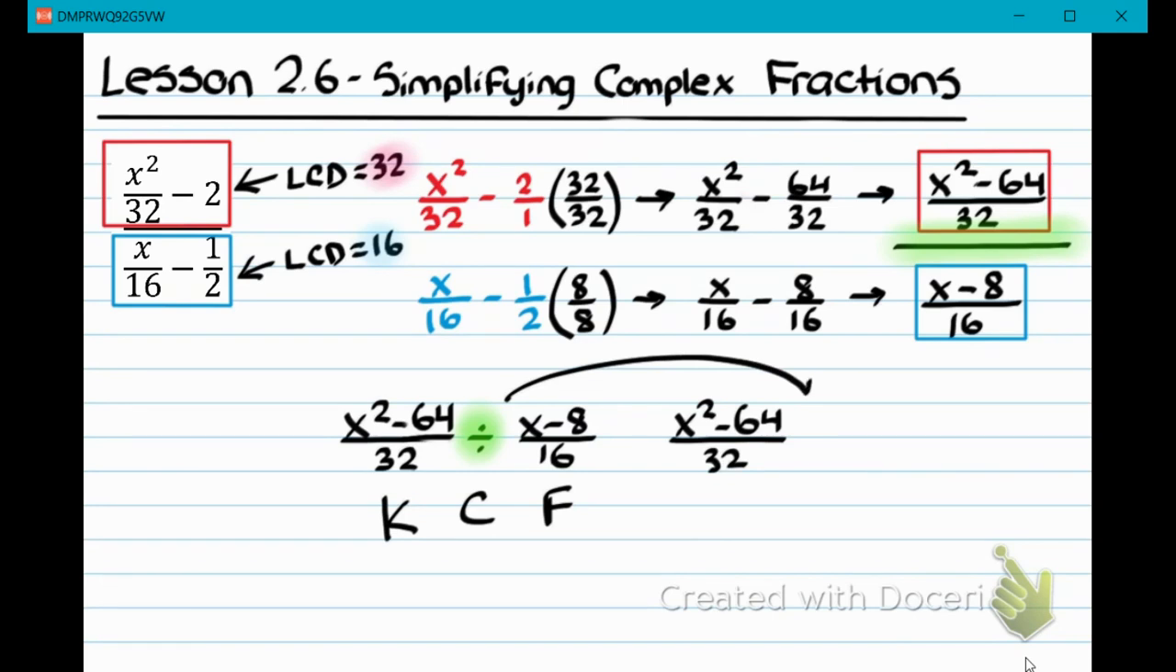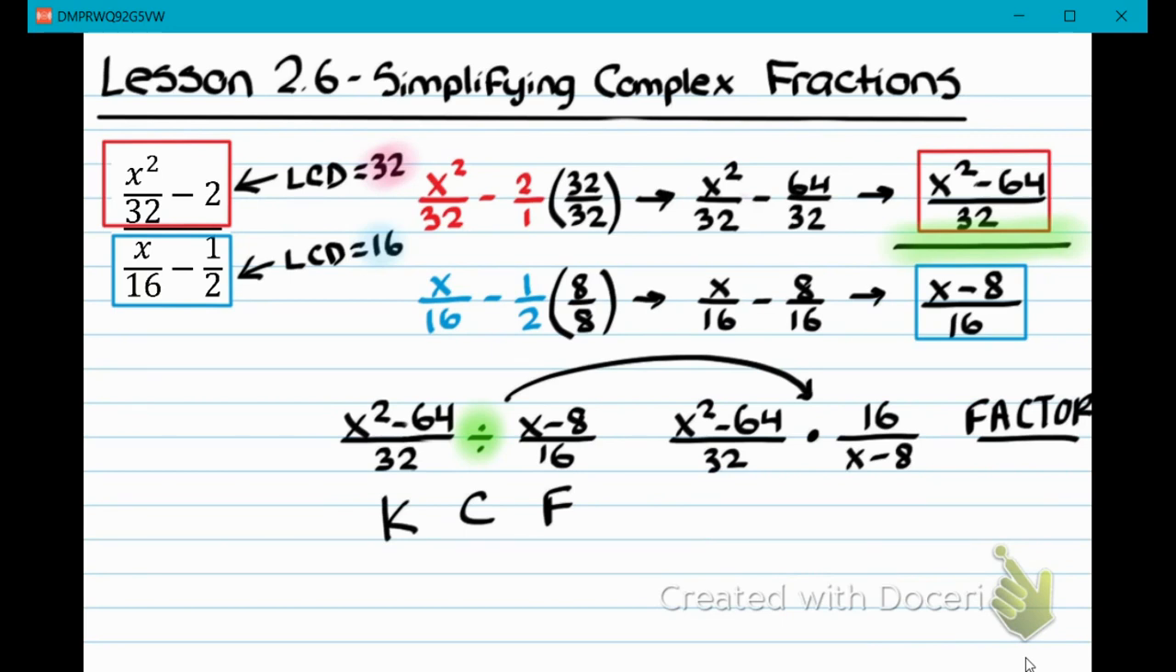Division changes to what operation? Multiplication. Good. And then the next fraction, we flip it. So 16 would go in the numerator and x minus 8 would go in the denominator. Now what do I do? Now this is just multiplying two rational expressions. What's my next step? Hopefully you said to factor, okay? So we have to factor whatever we can factor. If we can't factor it, it would go in parentheses.